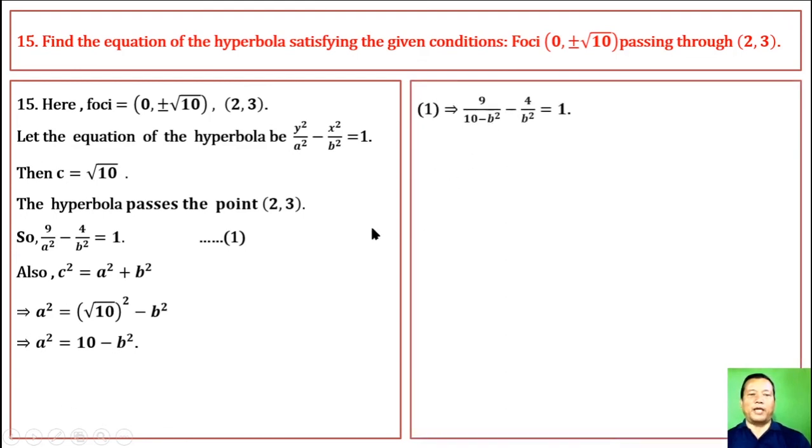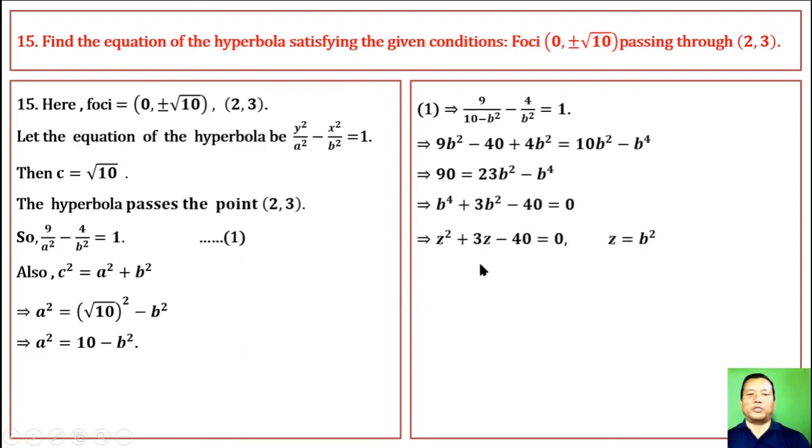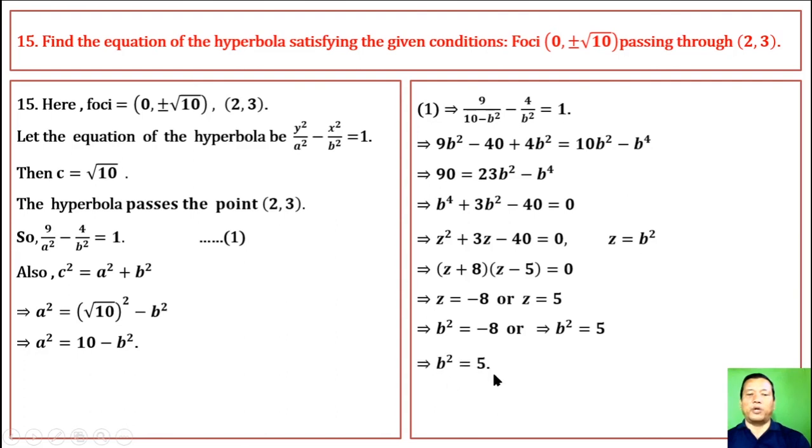In equation 1, a square is substituted by its value 10 minus b square. We get this, factorized. We get this equation. Putting b square equal to z, we get a quadratic equation in z. Factorize, solve, z has two values. Z is replaced by its equivalent value b square. We get b square equal to 5. Therefore, the equation of the hyperbola is y square by 5 minus x square by 5 equal to 1.